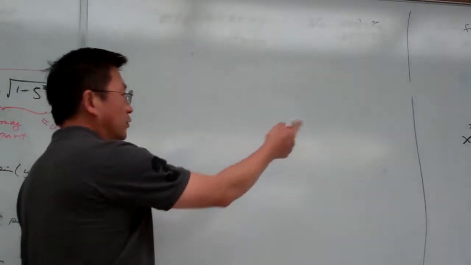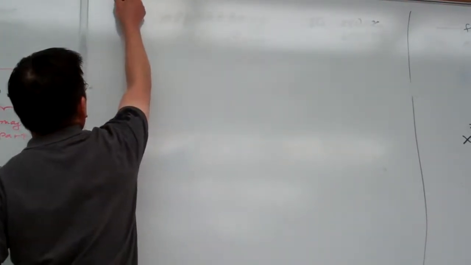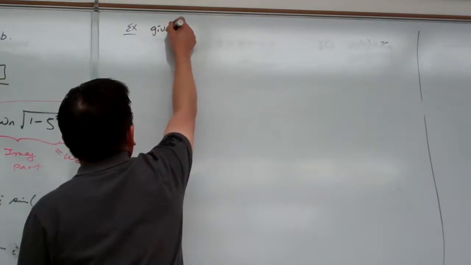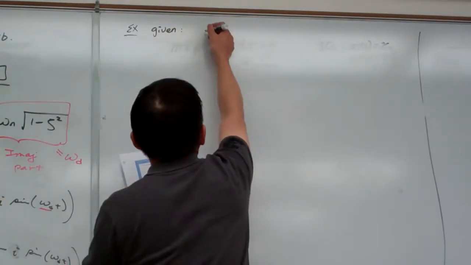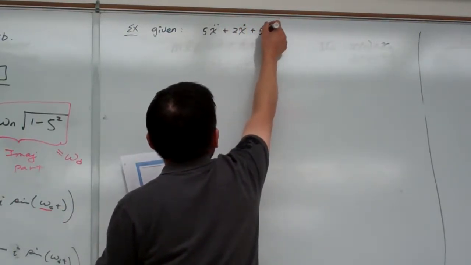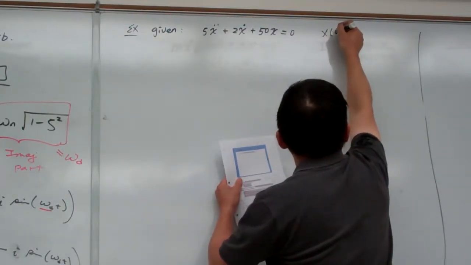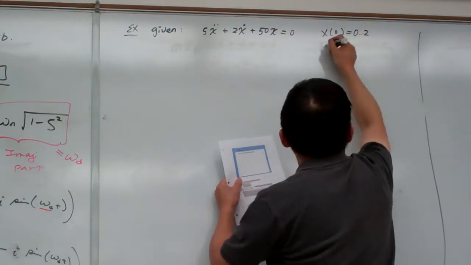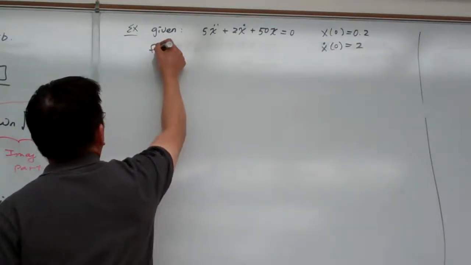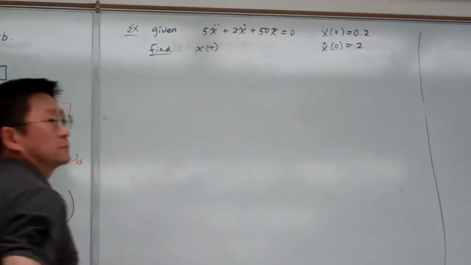And let us do the examples of the underdamped systems first, because here we have all the information. So for example, we are given the equation of motion 5x double dot plus 2x dot plus 50x equal to 0. And we are given the initial conditions x(0) equal to 0.2 and x dot(0) equal to 2. So what we're going to find is the solution for this.